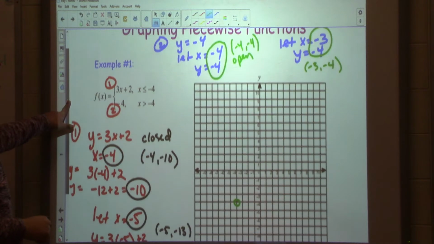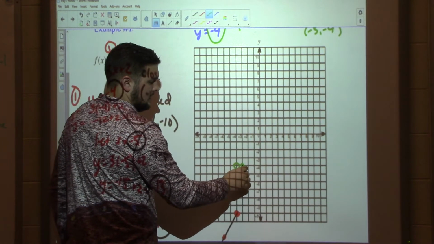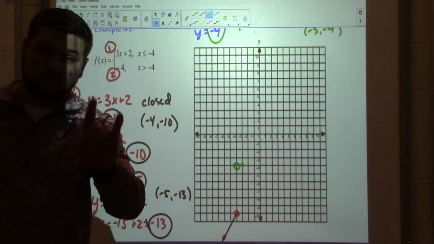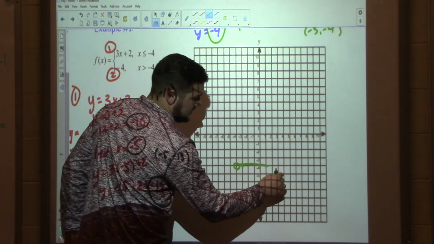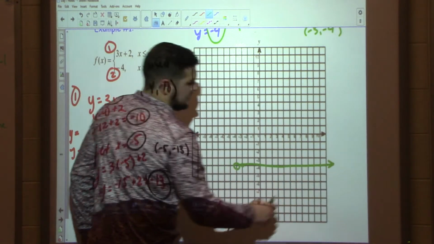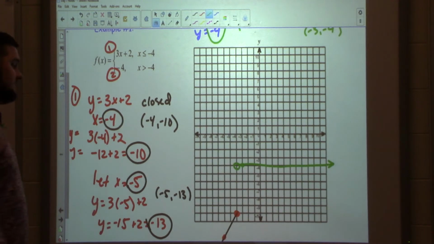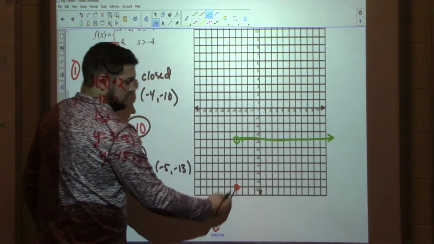So I'm going to go ahead and plot that. Negative 3, negative 4. Put a dot, and now that I know which direction I'm going, all I need are those 2 points. Start at my end point, and I go towards the 1 dot that I had. And I keep going. Right? And that's it. So now I have my piecewise function. I have 2 pieces.